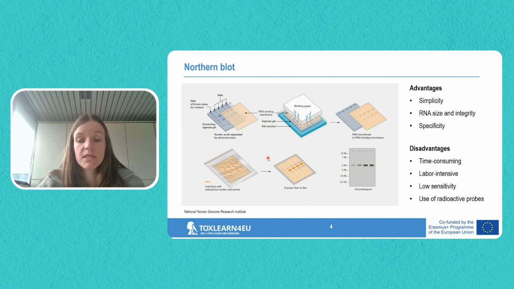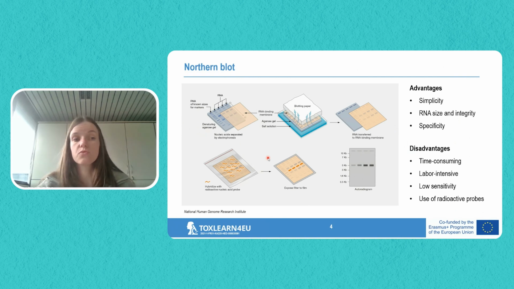Another disadvantage is its relatively low sensitivity. Compared to other methods like real-time PCR, which we will discuss in detail later, the sensitivity of Northern blot is relatively low, which means that when a gene is low abundant, so it's not expressed to a high extent, it will be difficult to detect using Northern blot. Another disadvantage is also that the method uses radioactive probes, which of course requires some safety precautions.